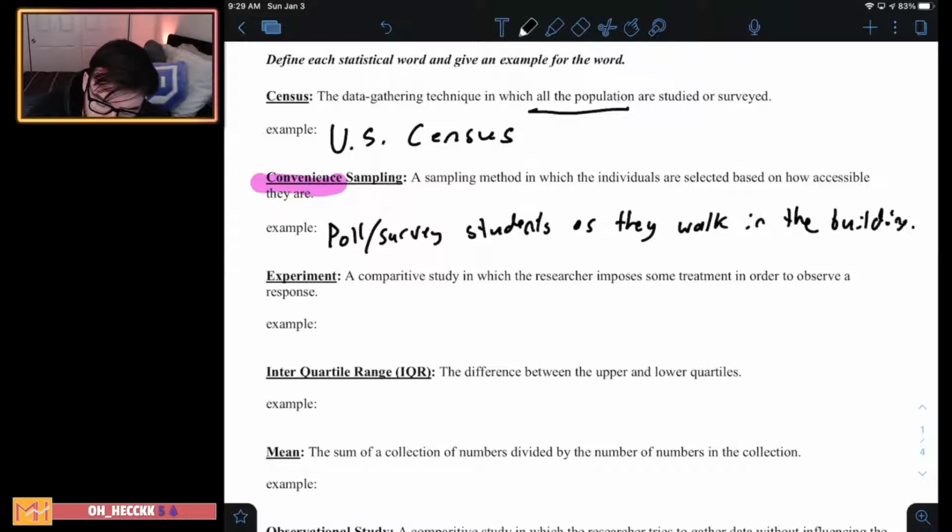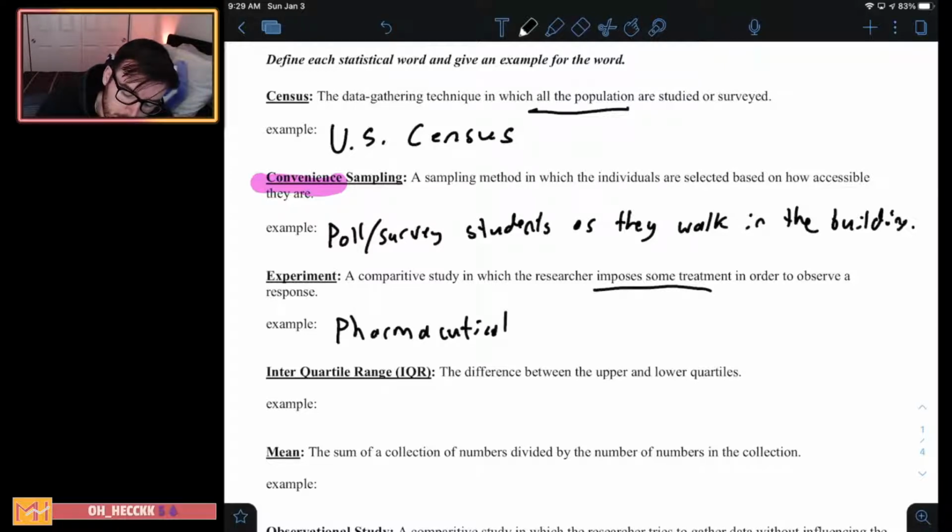An experiment is a comparative study in which the researcher imposes some treatment in order to observe a response. So something that comes to mind for me when I think of an experiment is, say, pharmaceutical testing, right? When they're testing out a drug of some kind. For example, maybe they're testing out a new kind of birth control. Maybe they're testing out some sort of pill that helps reduce hair loss. Maybe, for example, the testing they did for the COVID-19 vaccine, right? Stuff like that. They're obviously imposing a treatment and studying the results.